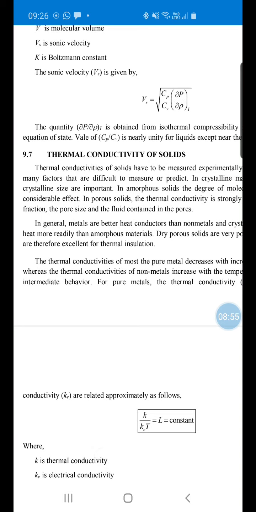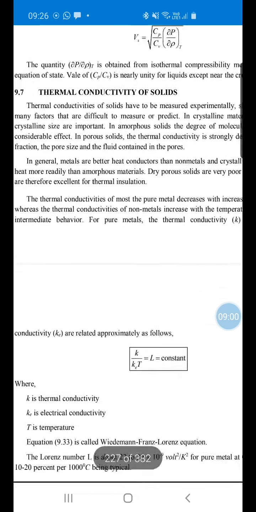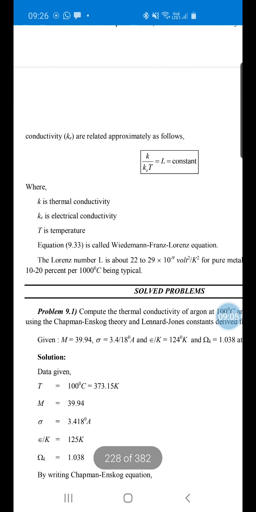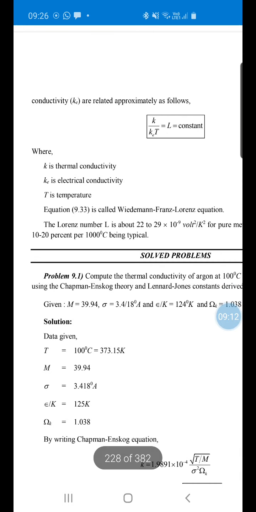For pure metals, the thermal conductivity and electrical conductivity are related by this equation: K by Ke into T is equal to the Lorentz number, which is a constant. Here K is thermal conductivity, and Ke is called electric conductivity. Thermal conductivity is related to heat in the metals, while how much current or electricity can be passed is given by electric conductivity. T is the temperature.